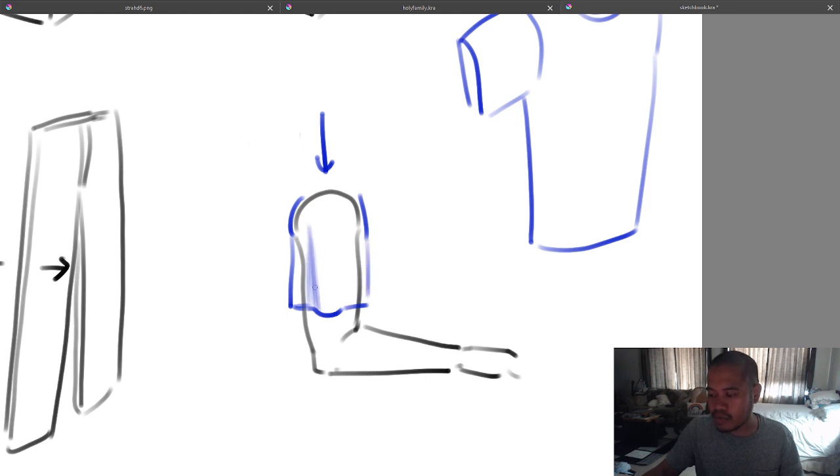And then there might be a fold right there. The point of tension might even be closer to that side of the arm. I'm not sure, actually.